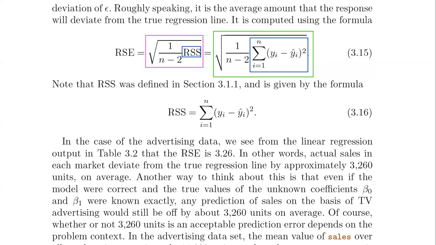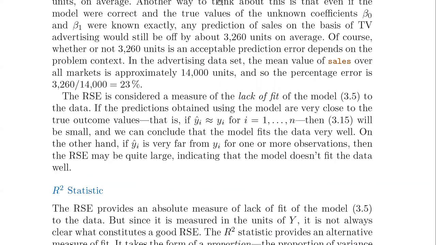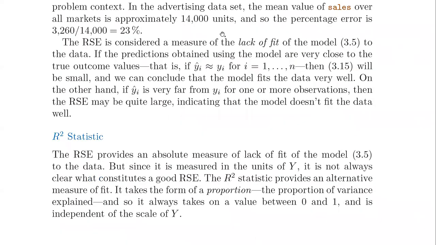Of course, whether or not 3260 units is an acceptable prediction error depends on the problem context. In the advertising data, the mean value of sales over all markets is approximately 14,000 units, and so the percentage error is 23%. The RSE is considered a measure of the lack of fit of the model to the data.